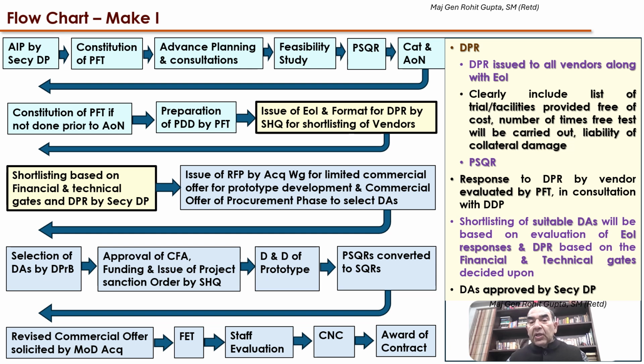The response to the detailed project report is by the vendor. It is evaluated by the project facilitation team in consultation with the Department of Defense Production. And the shortlisting of the suitable DAs will be based on the evaluation of the EOI response, expression of interest response, to come to a conclusion as to which are the suitable DAs. And the DPR based on the financial and technical gates shall be decided upon. The development agency is approved by the Secretary DP.